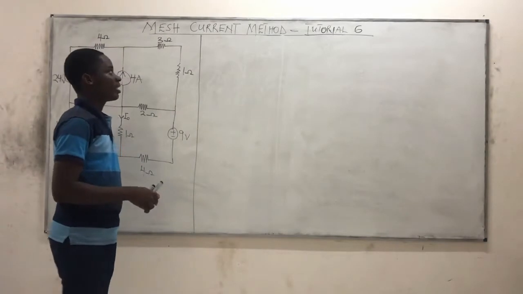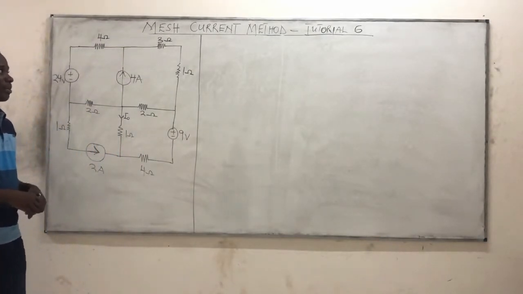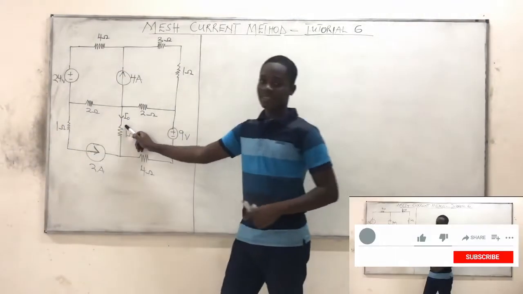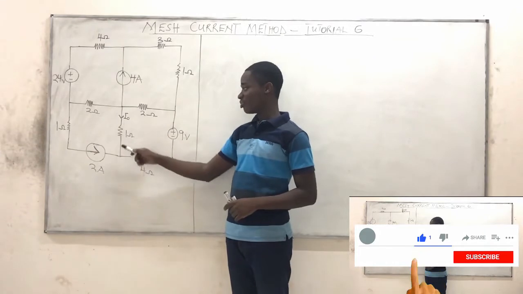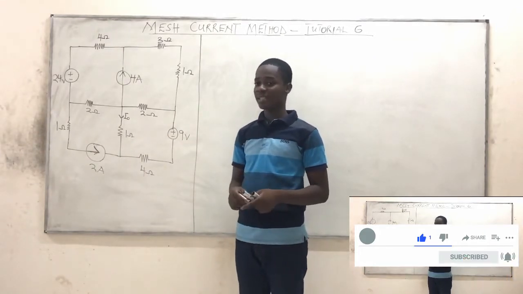Tutorial on mesh current method. In this last tutorial, we are going to use the mesh current method to calculate the current I0. I0 is the current through the 1 ohm resistor. We are going to use the mesh current to calculate its current.